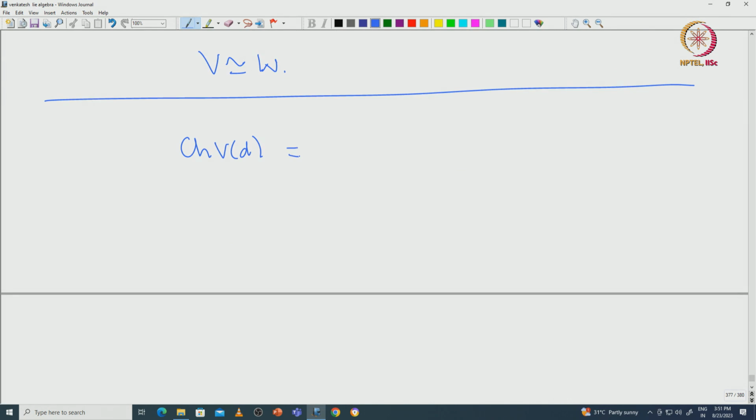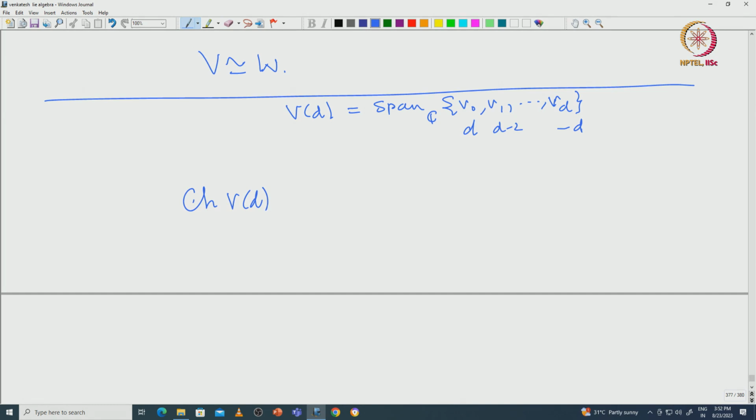So, let us look at the character of V_d and make some important observations. V_d, we know, is spanned by vectors v0, v1, etc., vd, whose eigenvalues we have already written down: d, d minus 2, up to minus d. So, what will happen to the character of V_d? Because all the eigenspaces are one dimensional, you get x power d plus x power d minus 2 plus etc. plus x power minus d.